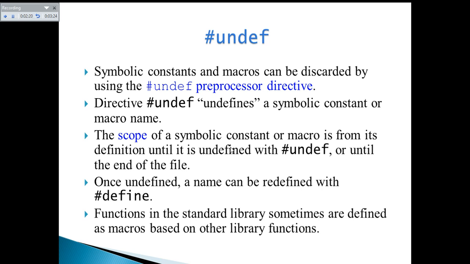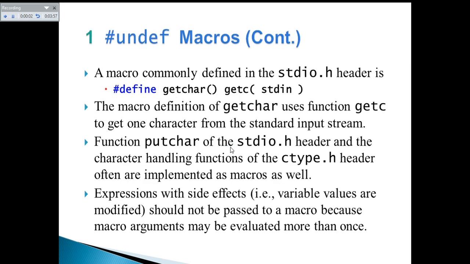Functions in the standard library sometimes are defined as macros based on other library functions. There can be so many functions that are useful in C programming. So the library functions that are defined in one standard header file can be based on some other library functions that are defined with the help of these macros. And a macro commonly defined in the stdio.h header file is hash define. So this is the explanation.